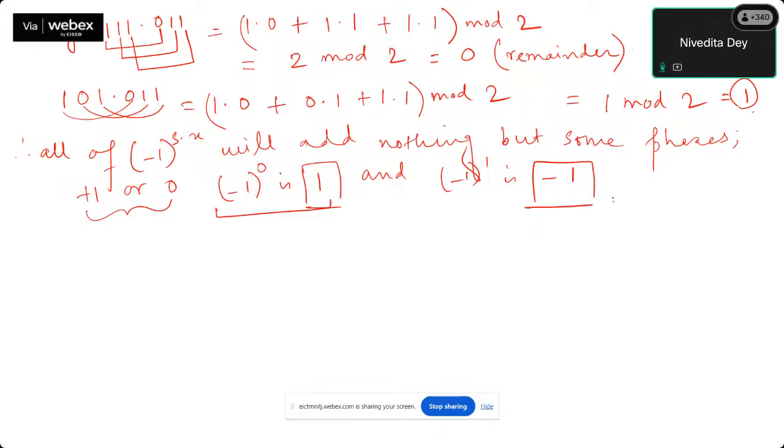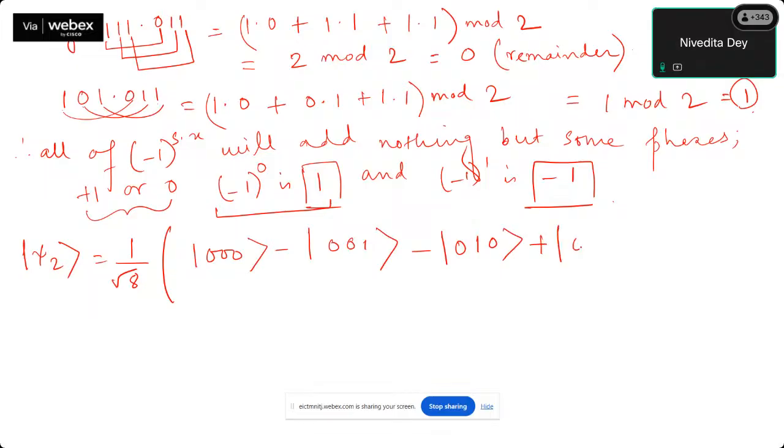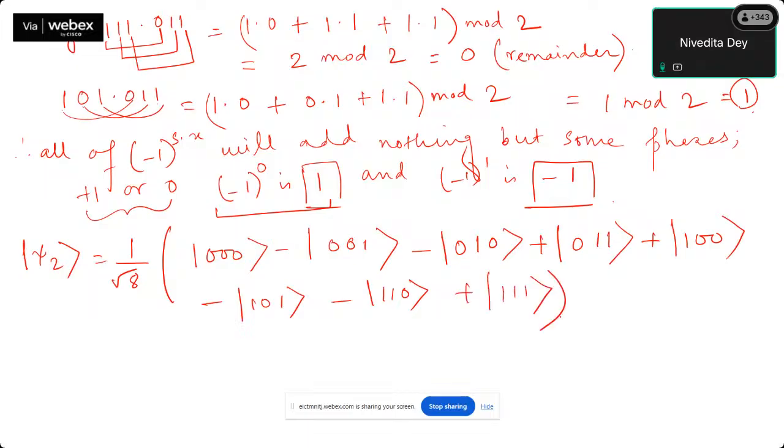So it is adding either a 1 or a minus 1 with respect to the kets 000 till 111. So if you compute, the final output of psi 2 will be 1 by root over 8, then ket 000 minus 001 minus 010 plus 011 plus 100 minus 101 minus 110 and plus 111. A few states will have plus 1 and a few states will have minus 1.